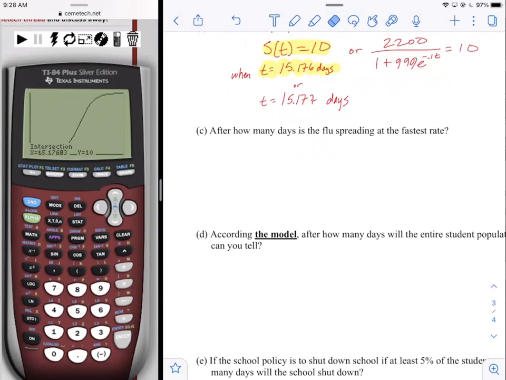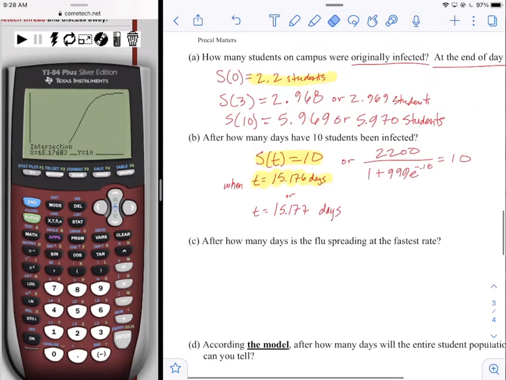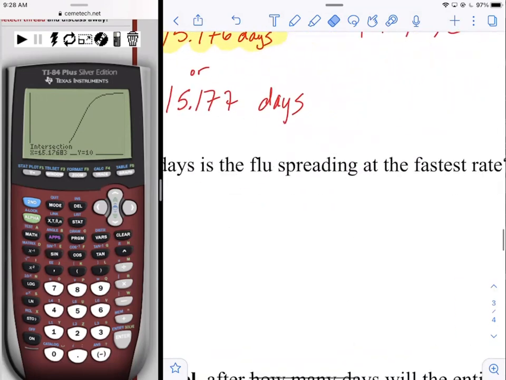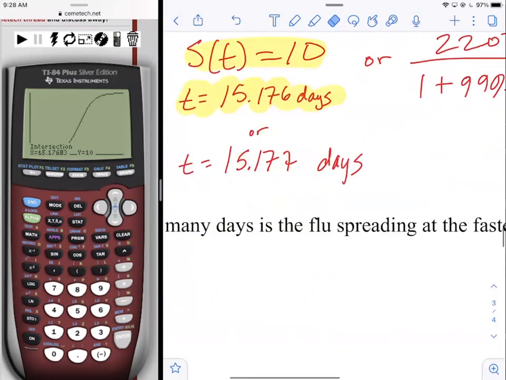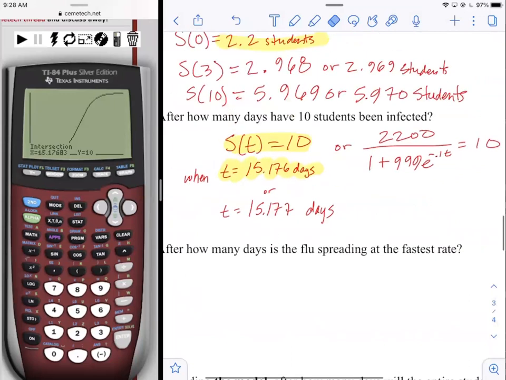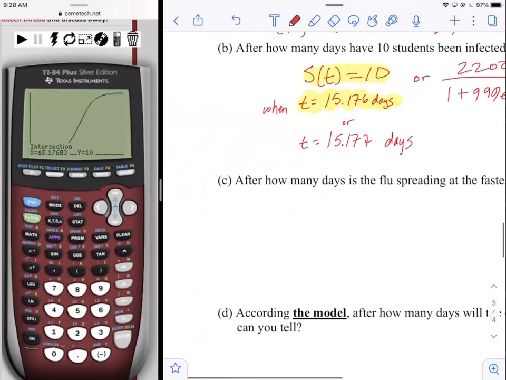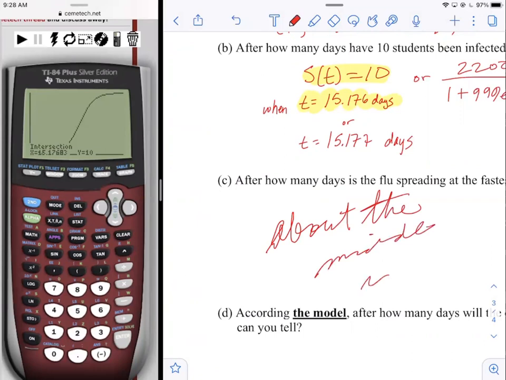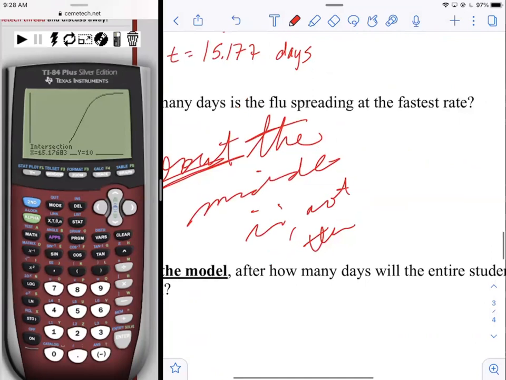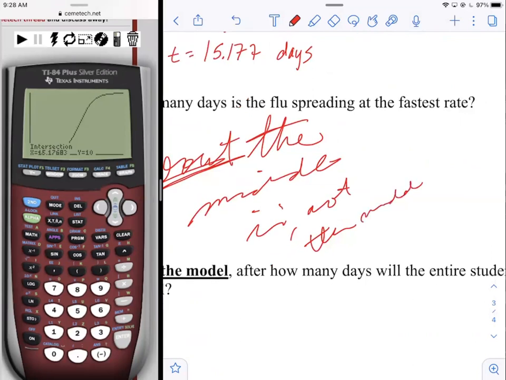After how many days is the flu spreading at the fastest rate? Well, we already know the fastest rate is about the middle of it. So we'll just write about the middle of it. It's at about the middle where it's the fastest rate, not the middle. So emphasize about. And then days. Got to put units.